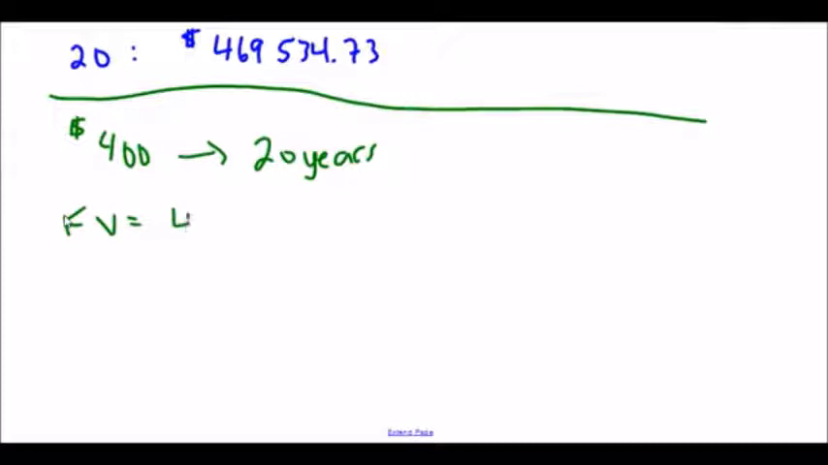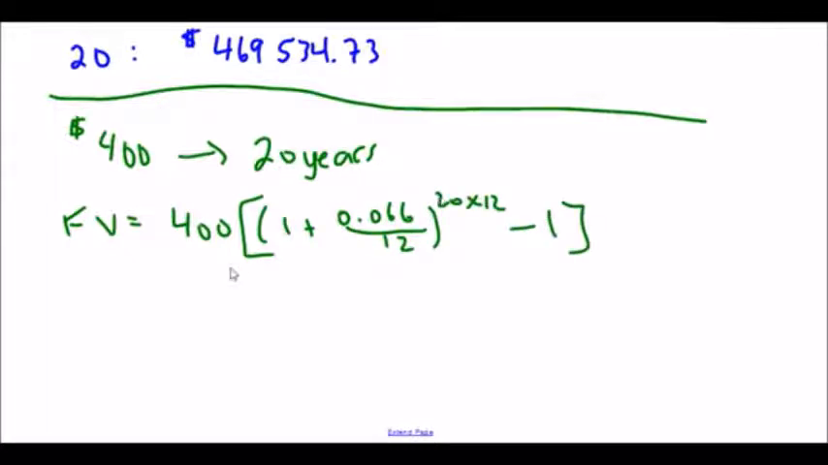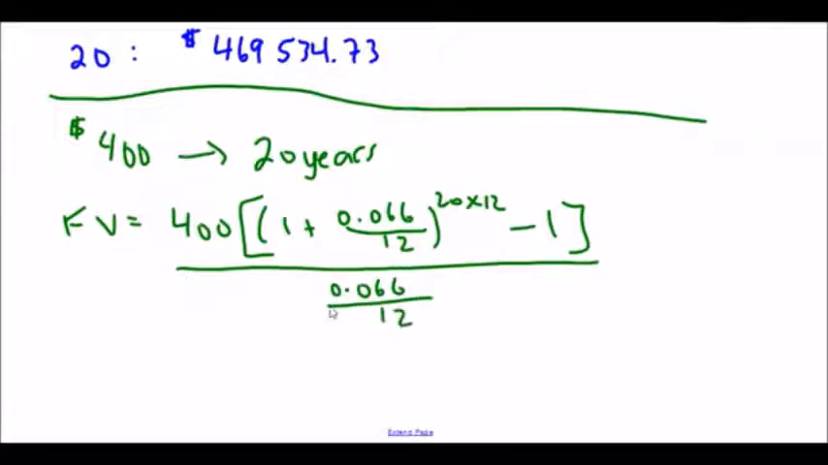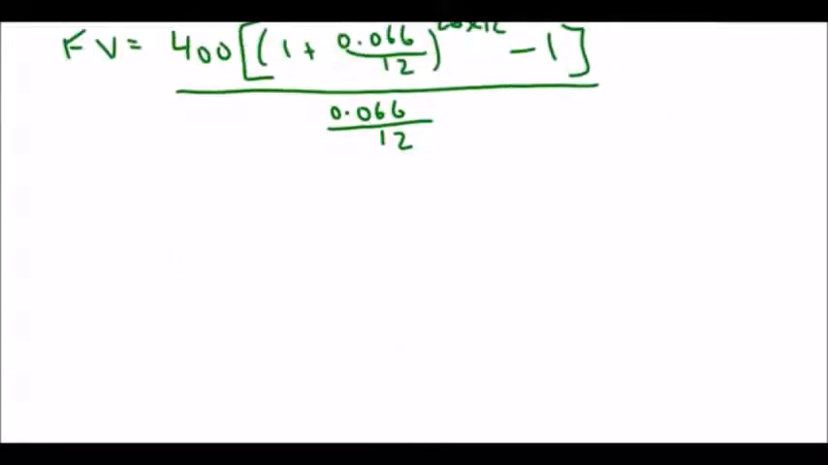So the future value is $400 times 1 plus, and it's still that 0.066 number. It's still compounded monthly, and this time it's only 20 years, but it's compounded monthly, minus 1, and all of this will be divided by 0.066 divided by 12. Some of the numbers stay the same, some of them are different. So let's do this math.